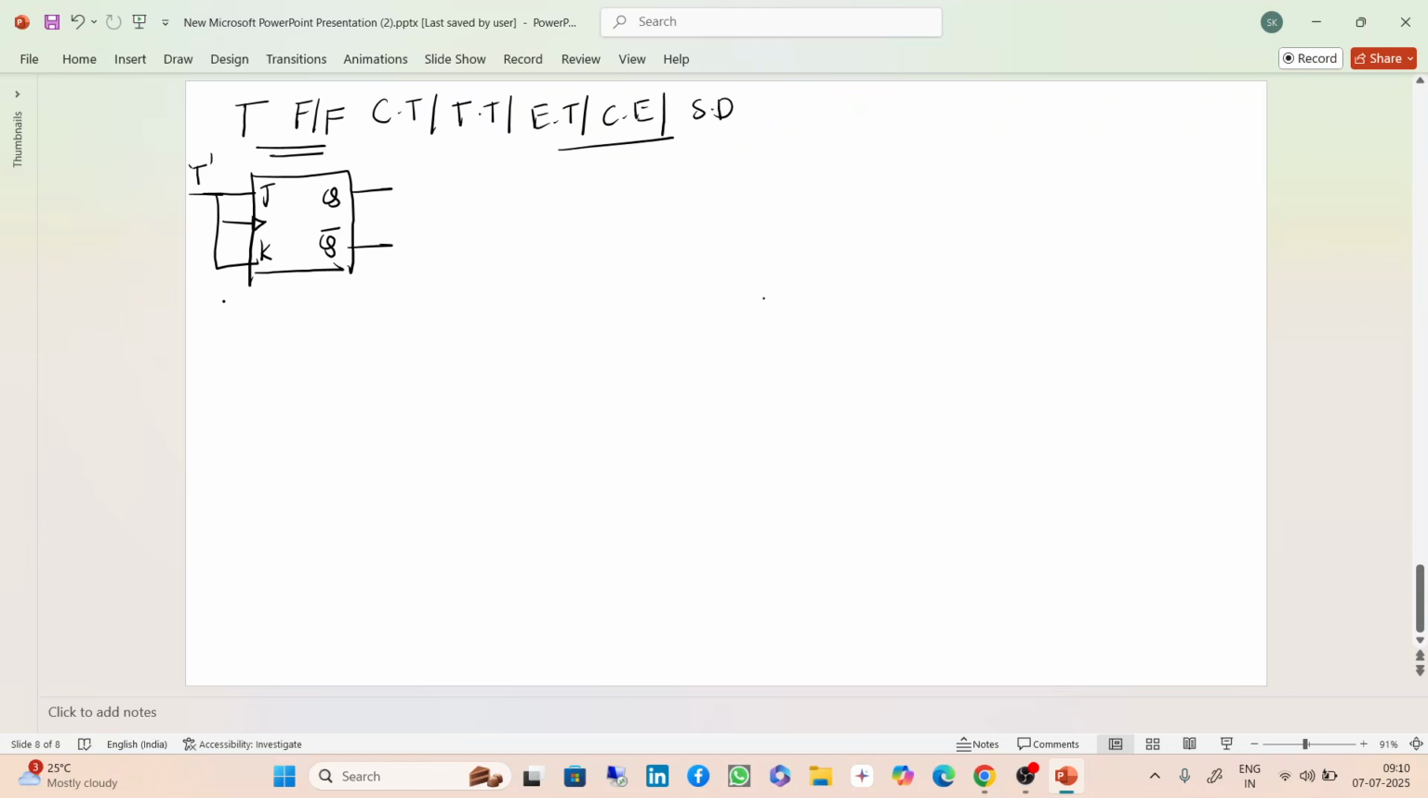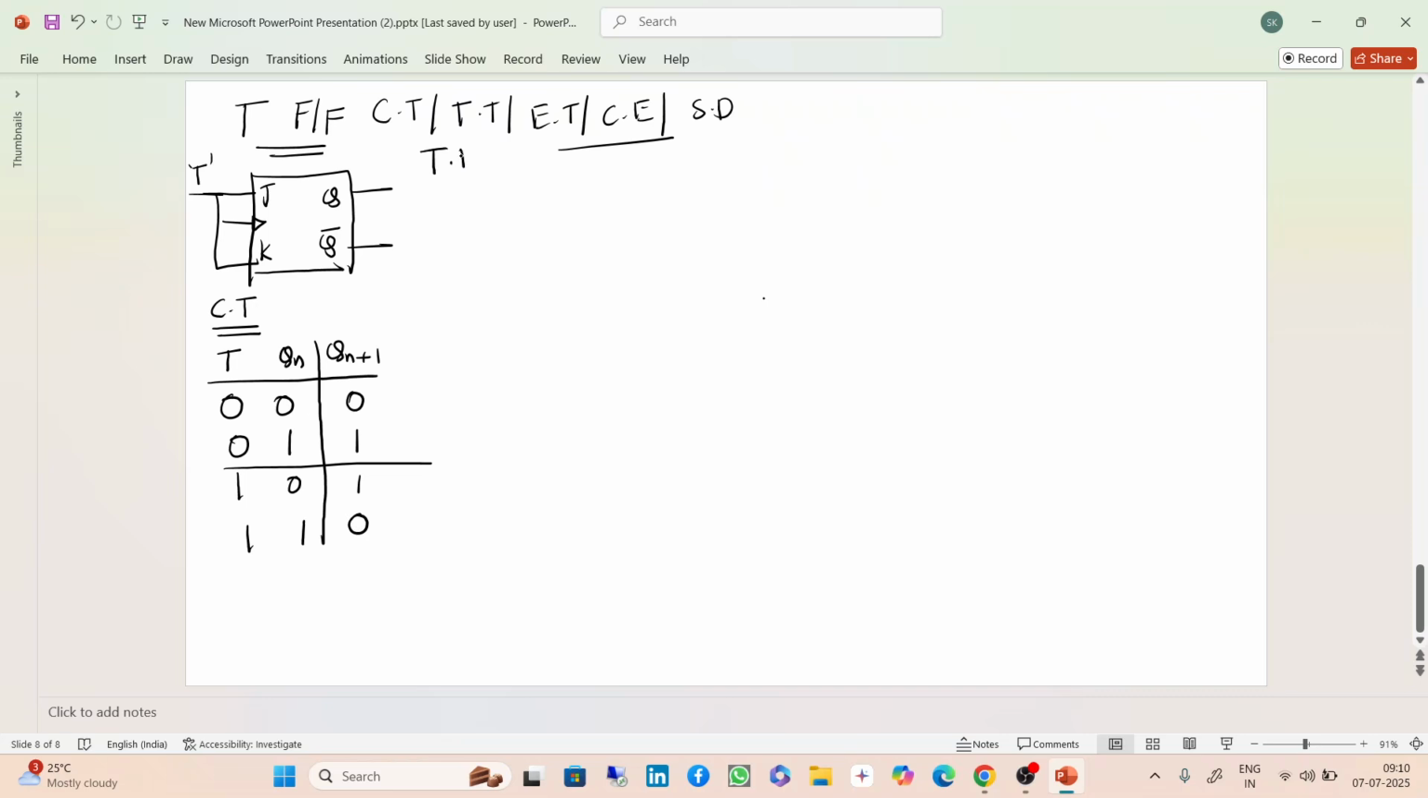First we'll see the characteristic table. T, Qn and Qn plus 1. Two inputs are there, so how many possible combinations? 4 possible combinations: 0 0, 0 1, 1 0, 1 1. When T equal to 0 it will be in the same state, and when T equal to 1 it will toggle. So when T is 0, it is the memory state, and when T equal to 1 it will toggle. That means present state 0, the next state will be 1. This is the characteristic table.